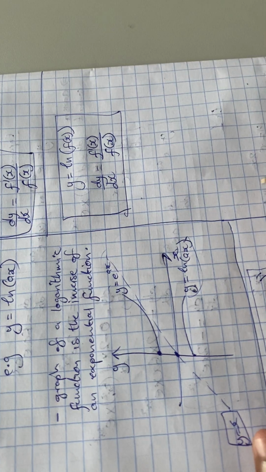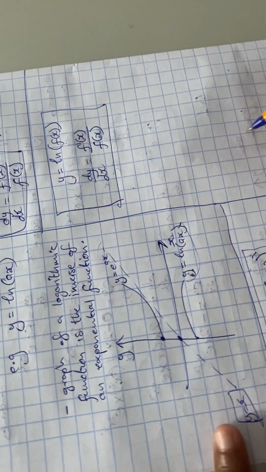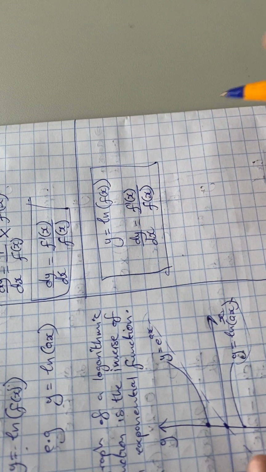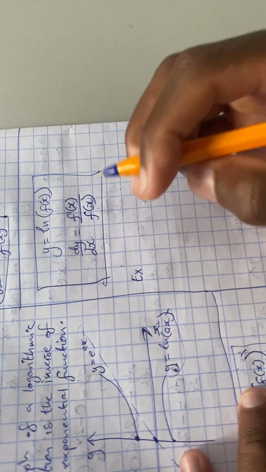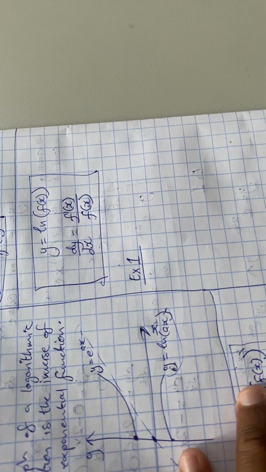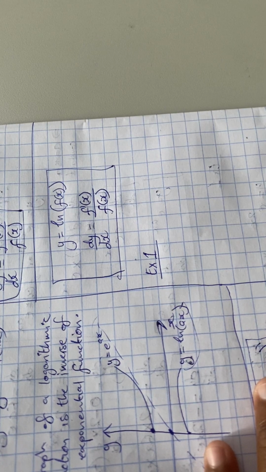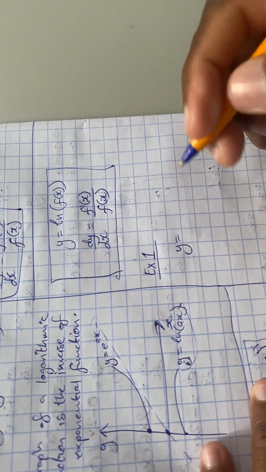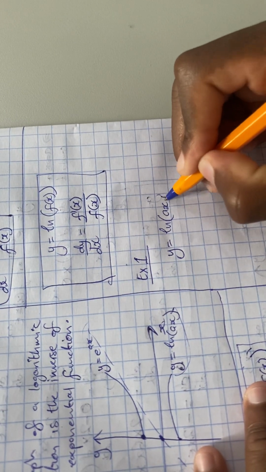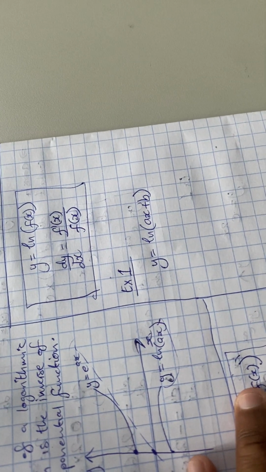So now let me just jump straight to an example so that you can actually understand what this is. So basically, you just have to remember this, right? Now let me make an example. Example 1: y is equal to ln(ax plus b). We're finding the first derivative of this logarithmic function.